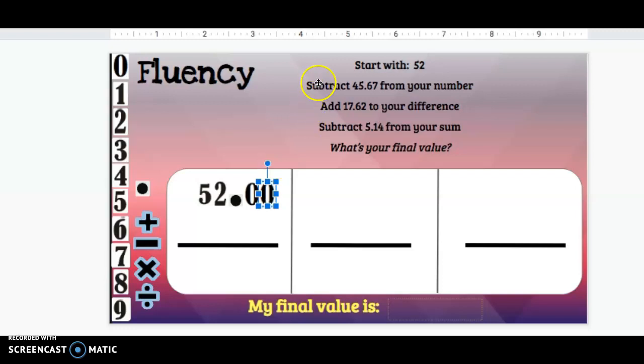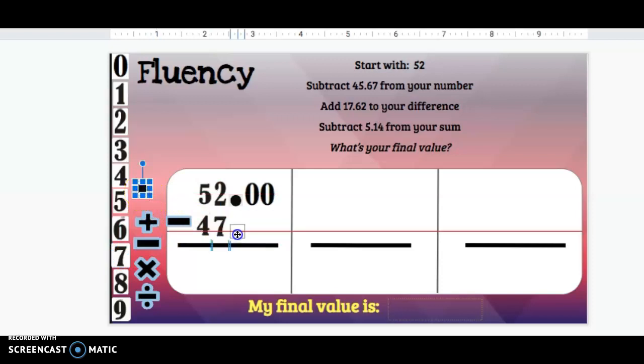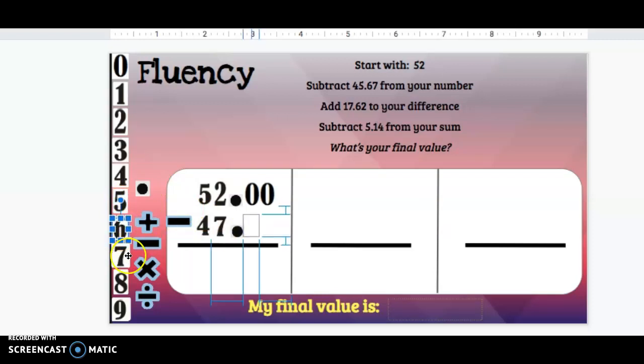So the next step says subtract 45 and 67 hundredths from your number. So we have to subtract 45.67, and when we're subtracting, we always line up the digits with their place value. We always make sure our decimal points line up. Since the 6 is in the tenths place, I'm going to put that 6 in the tenths place. 7's in the hundredths, so I put the 7 in the hundredths. Now I'm going to drop that decimal like it's hot. Drop it down, drop it down, drop it down. So you drop that decimal point straight down.